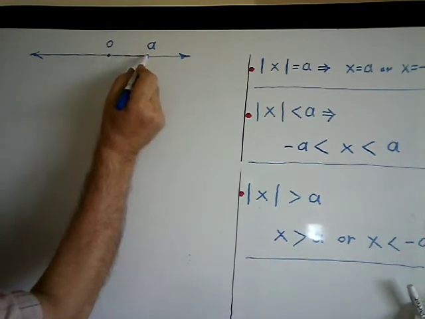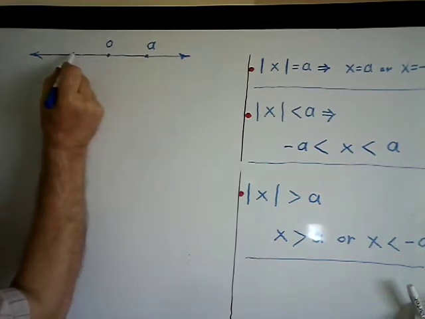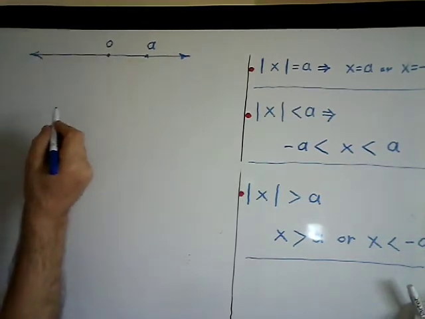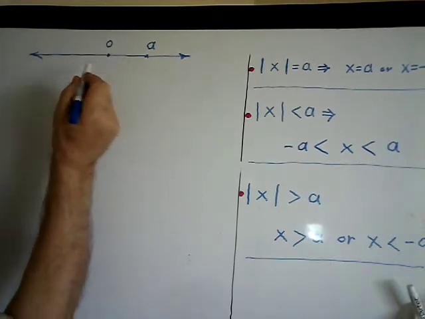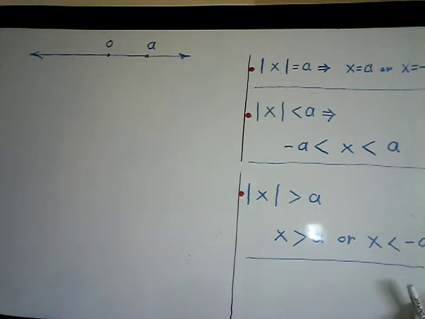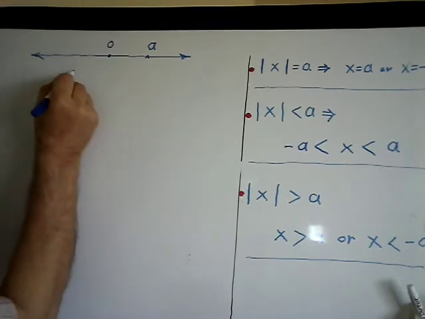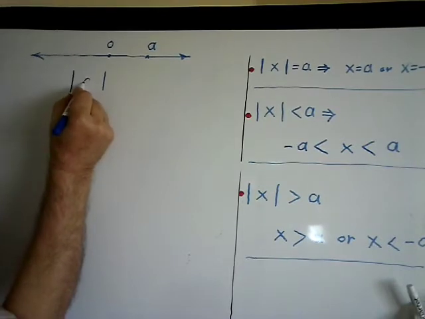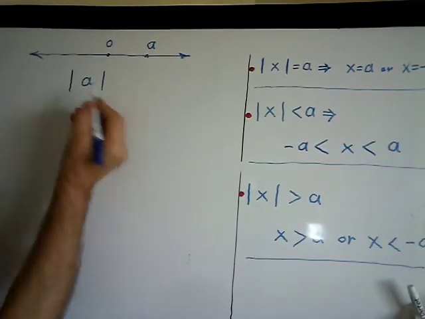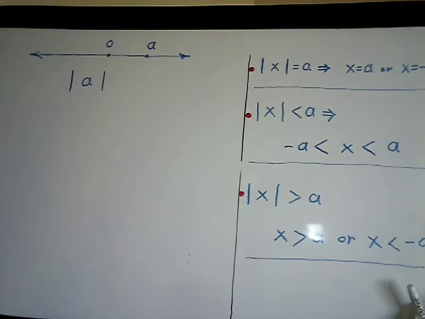Even if A is on the other side of O, if it's on the left side of O, the negative side, still the distance is positive or 0. So in general we use the symbol absolute value of A to refer to the distance we're talking about.